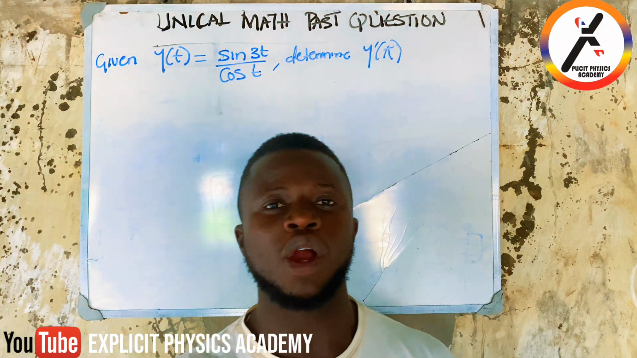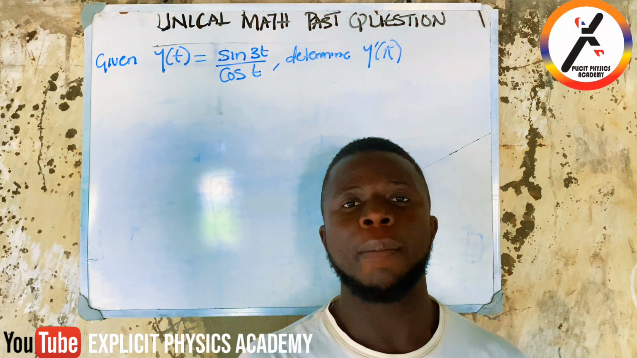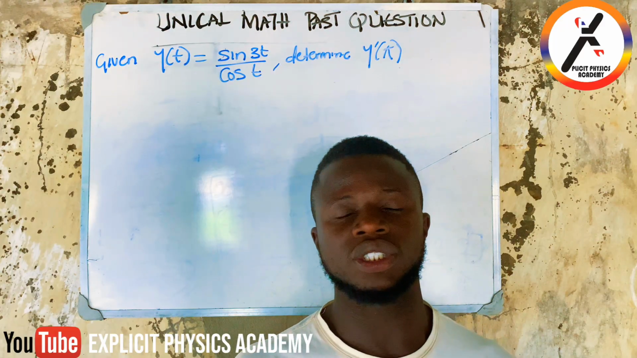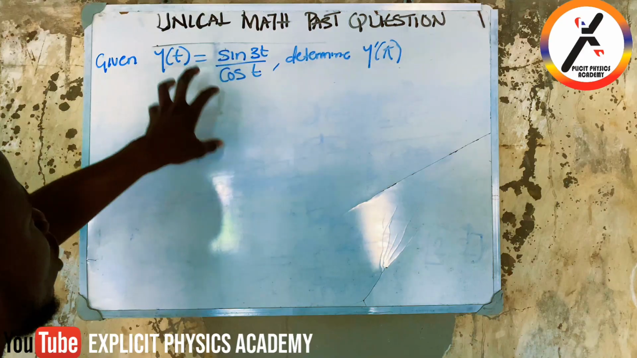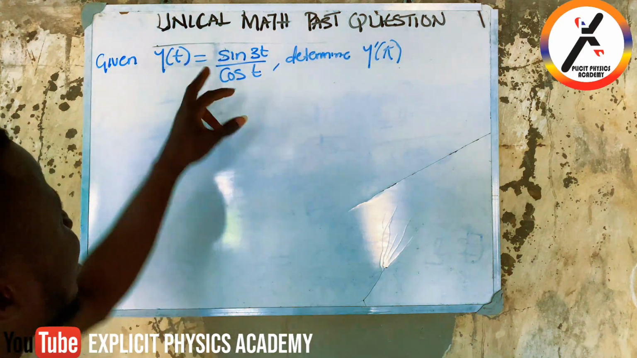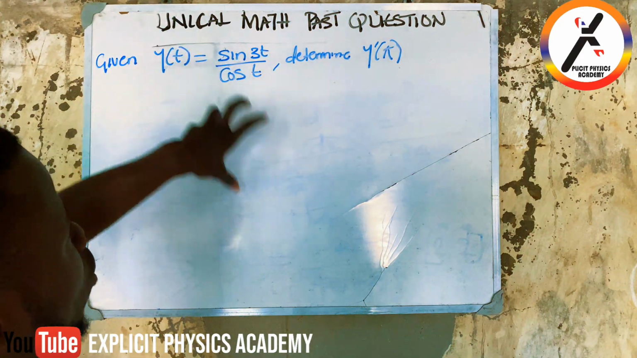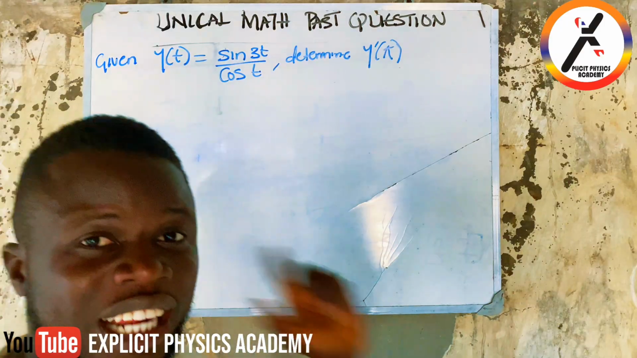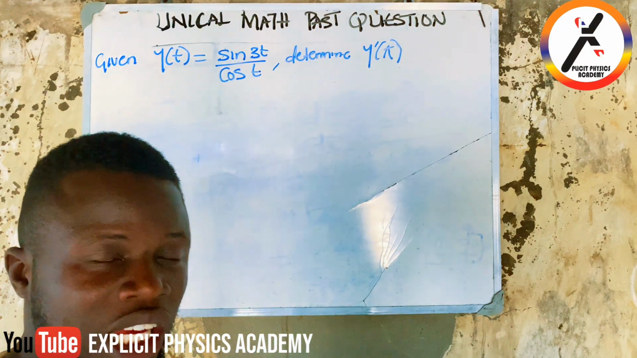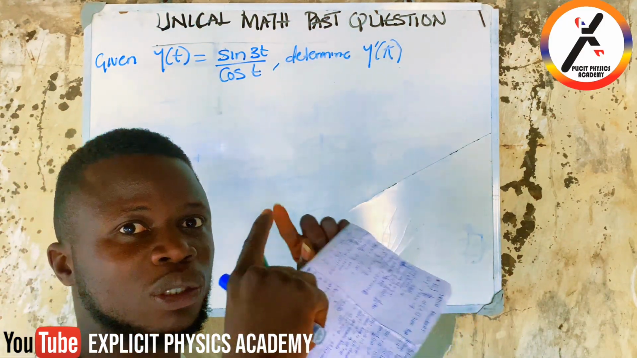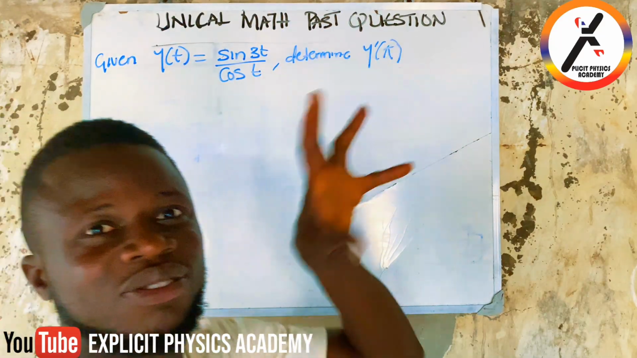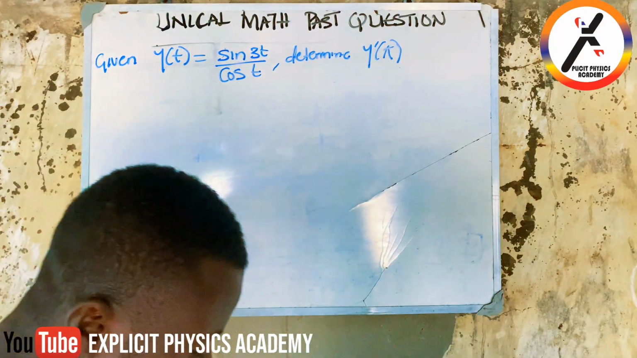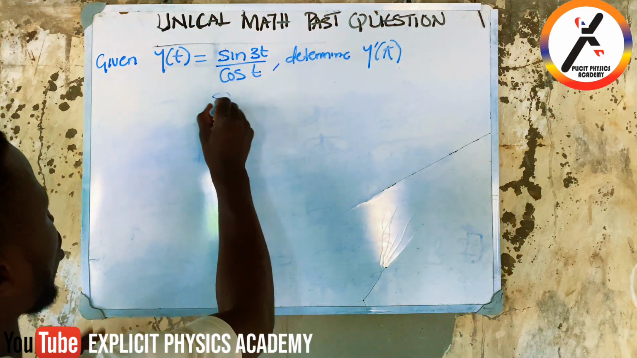In this video, we are going to be solving a UNICAL past question on differentiation. Given that y, a function of t, is equal to sine 3t all over cos t, determine the derivative of y at pi. There's something that looks strange here, but it's nothing very strange, although it's pi. Let us dive in and solve it. So we're going to write the solution.